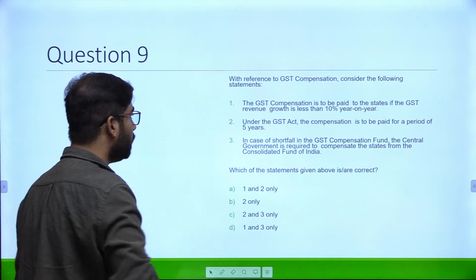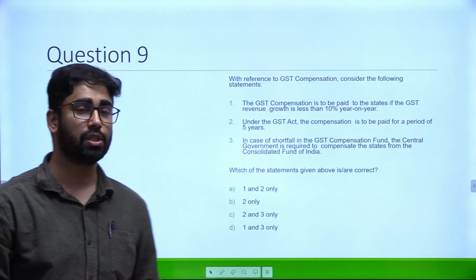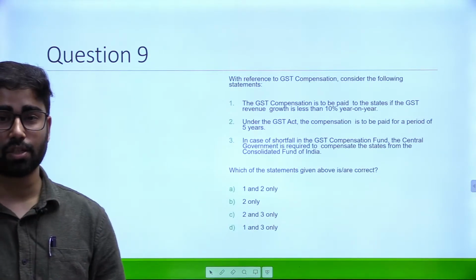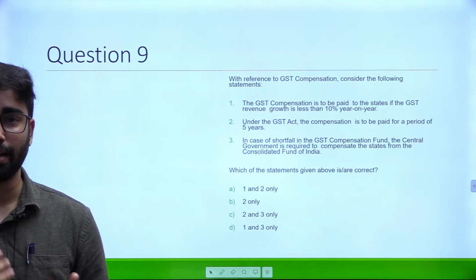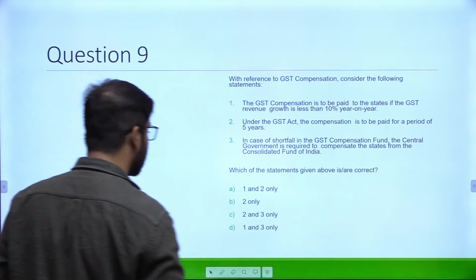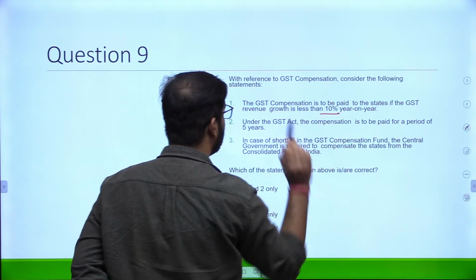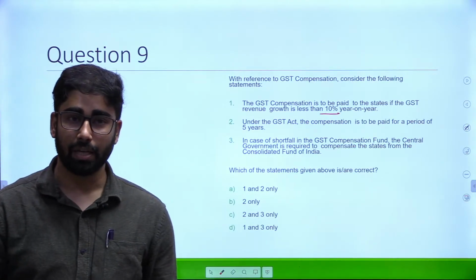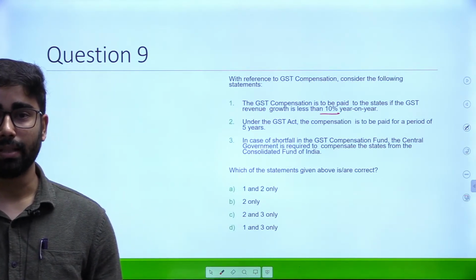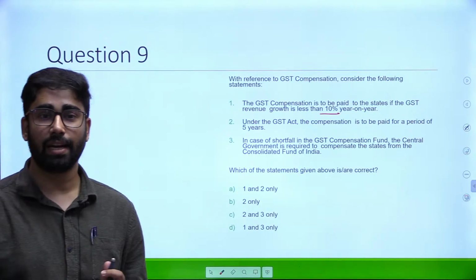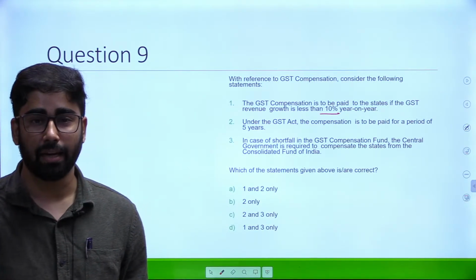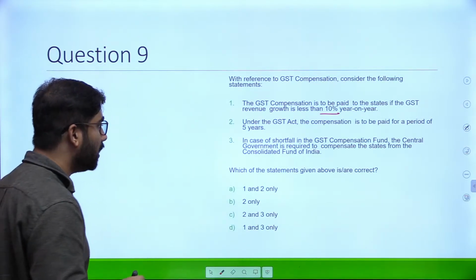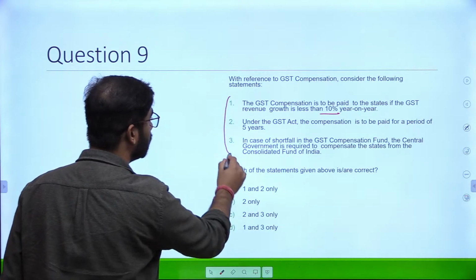Next question. With reference to GST compensation, consider the following statements. One, GST compensation is to be paid to the states if the GST revenue growth is less than 10% year on year. Two, under the GST Act, the compensation is to be paid for a period of 5 years. Three, in case of shortfall in the GST compensation fund, the central government is required to compensate the states from the Consolidated Fund of India. It's an average difficulty level question.